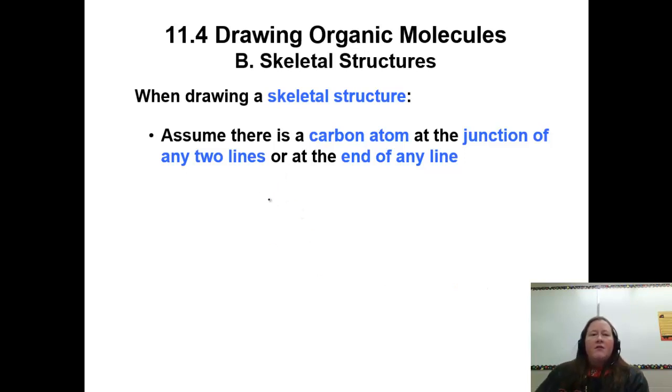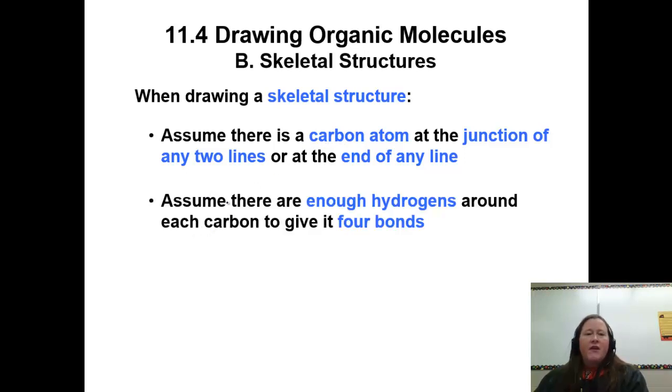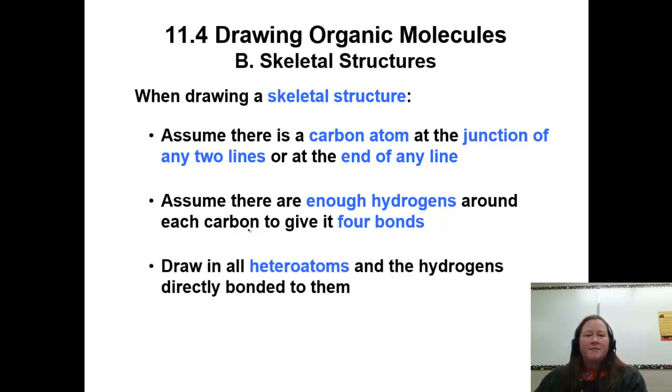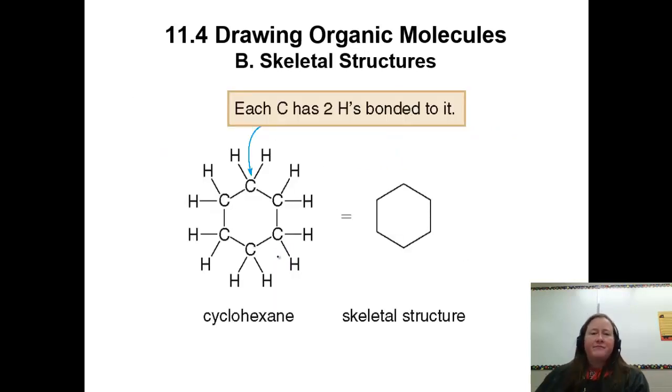All right, now if we draw a skeletal structure, with a skeletal structure we assume there is a carbon atom at the junction of any two lines. Okay, we have to assume there are enough hydrogens around it to give it 4 bonds. And if there is anything other than hydrogens attached, we have to draw them. Now this is kind of wordy. Let's make some sense of this.